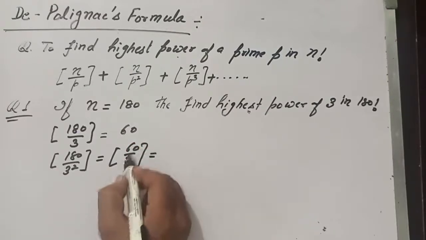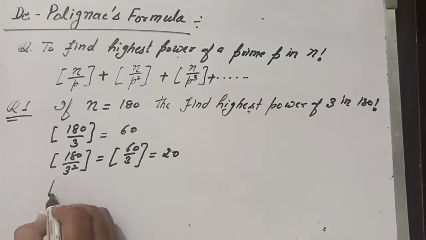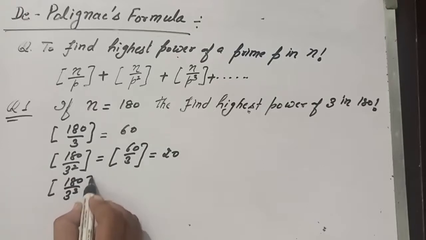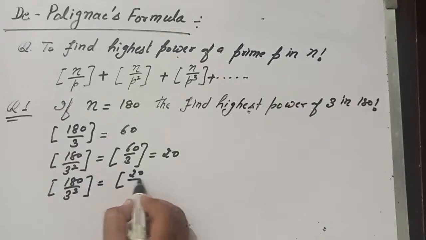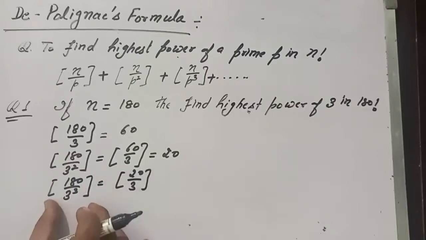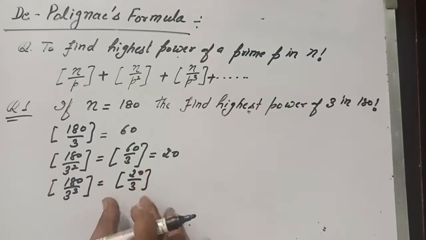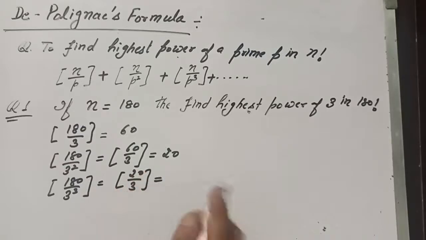So again, 60 by 3, quotient is 20. Just choose the quotient, leave the remainder. Similarly, next step is 180 by 3 cube. Now dividing 180 by 3 cube is same as dividing 20 by 3. Greatest integer of 180 by 3 cube will be same as 20 by 3. Just divide 20 by 3. Quotient is 6, remainder is 2. Leave the remainder, just choose the quotient 6.